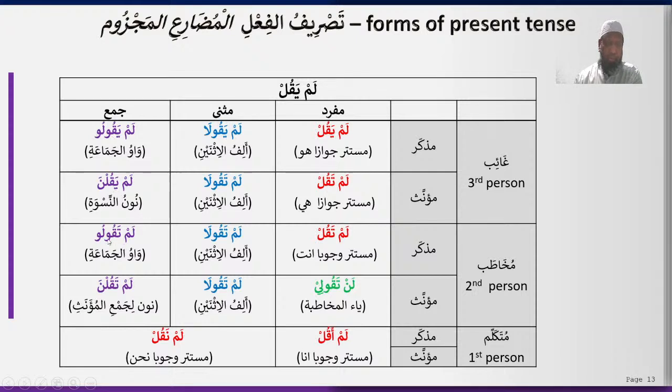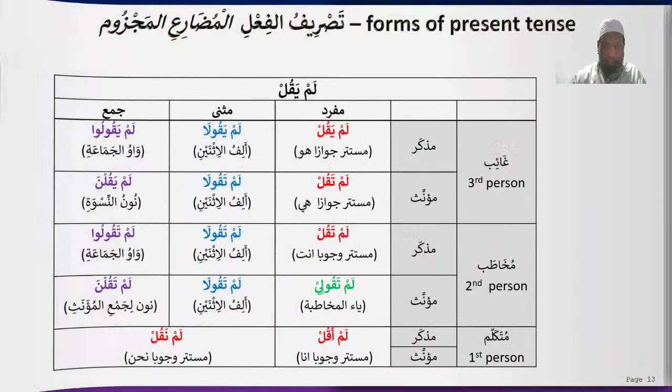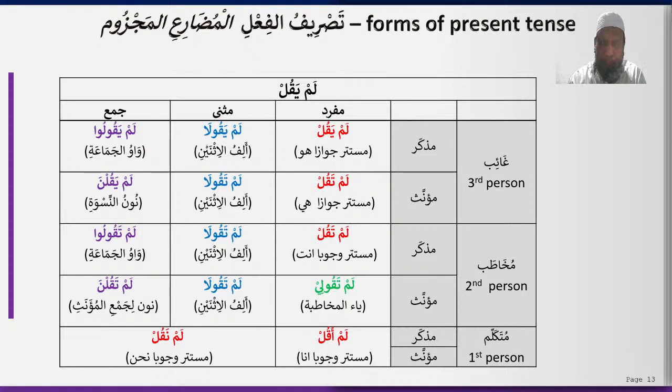لم يقولن, لم تقولوا، لم تقلنا، لم تقولي. Sorry, لم. Yeah. لم تقولي. Let's put the alif there. Okay, so this is the final chart of فعل مضارع المجزوم of the فعل قال يقول.